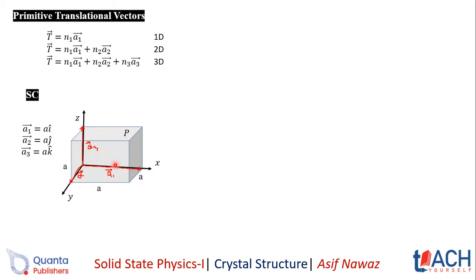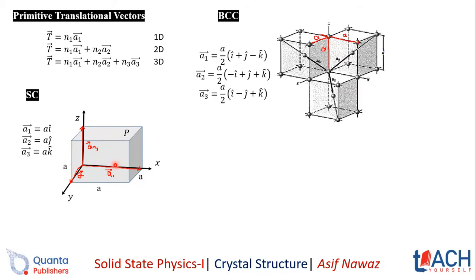Let's see what happens to these primitive translational vectors in case of the body-centered cube. The body-centered cube is here. Three cubes are shown here. One is here. The missing cubes are the front side of this one and this one. We know that if we look at a nearest neighbor, we have about 8 nearest neighbors in case of body-centered, right?